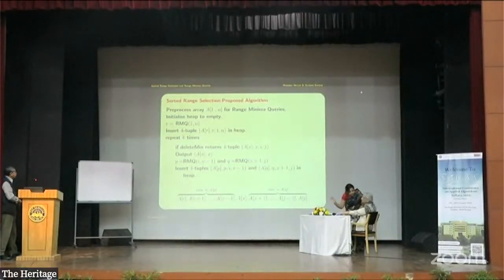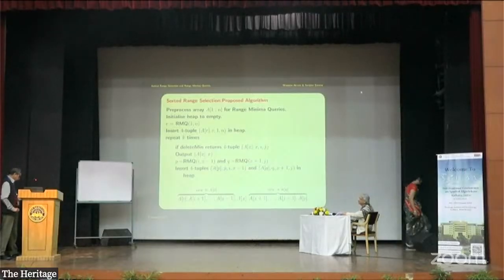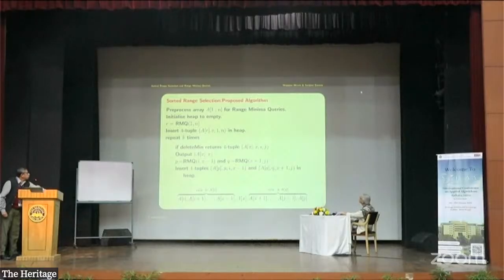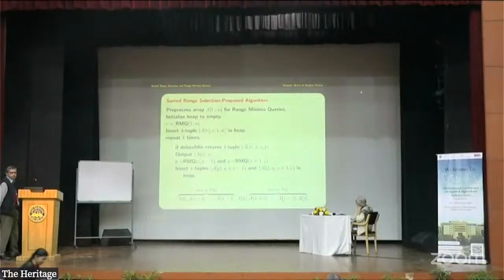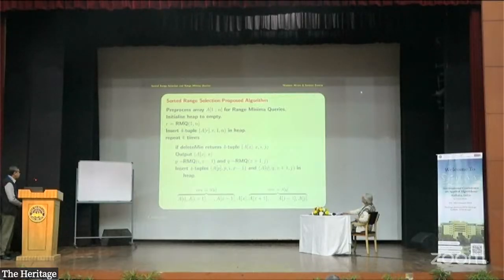Assume that I have an array which I'm going to sort, which I pre-process for range minimum queries, and I initialize the heap to be empty. I pick up the minimum item, let's say it's a_r, and insert a 4-tuple: the key value a_r, the smallest item, the index of the smallest item, and the range 1 to n in which the item is smallest. And I repeat the following k times.